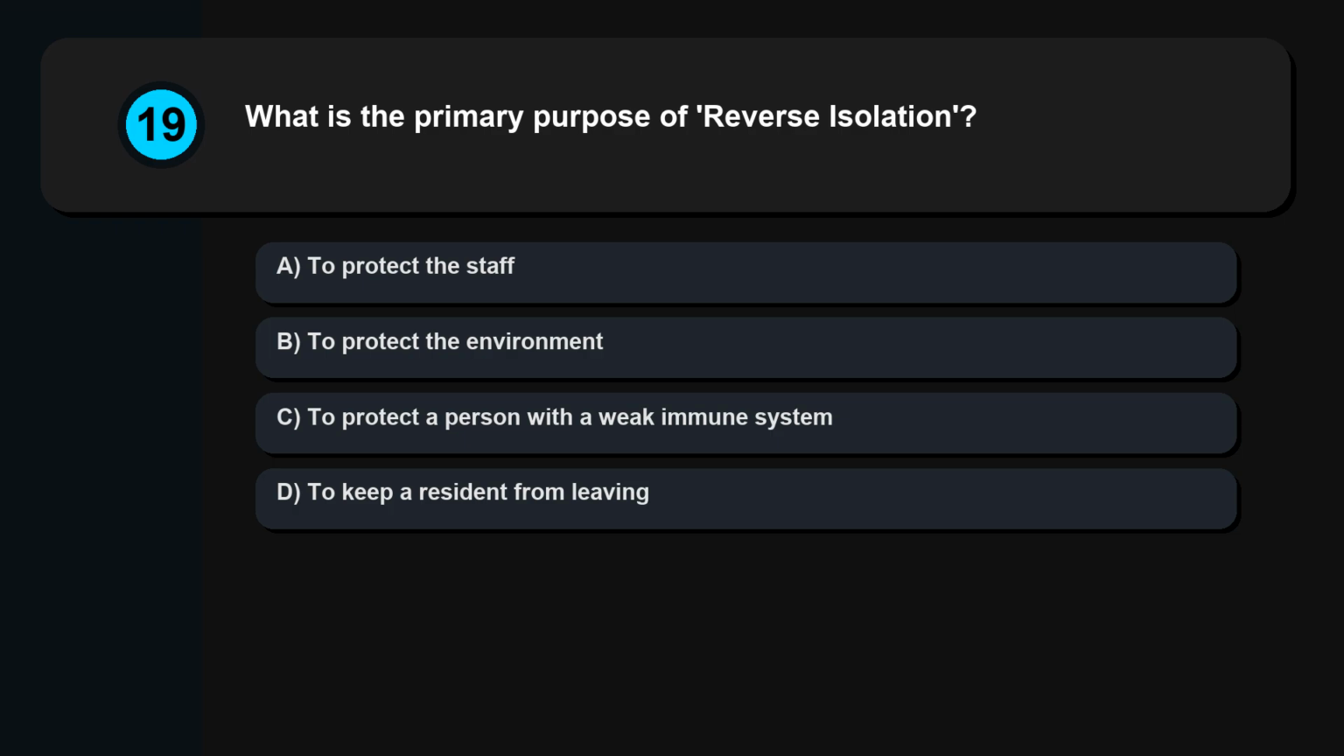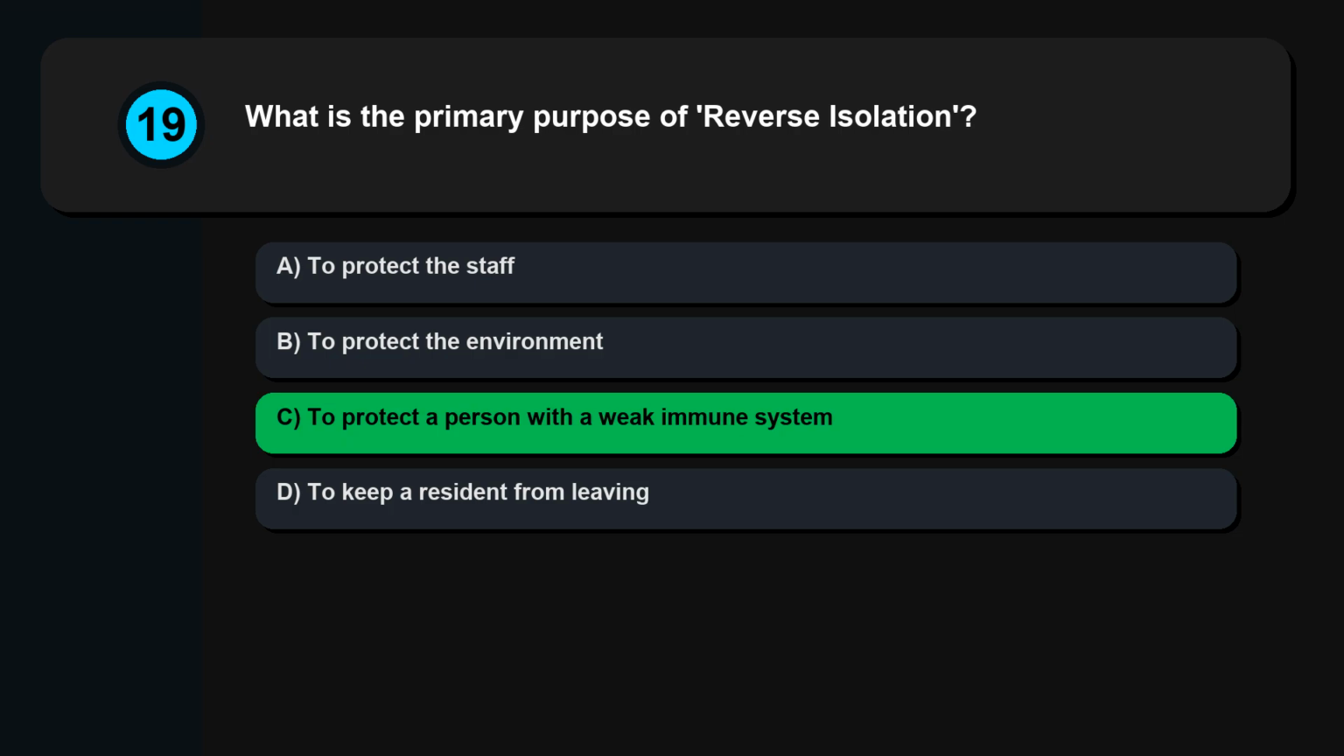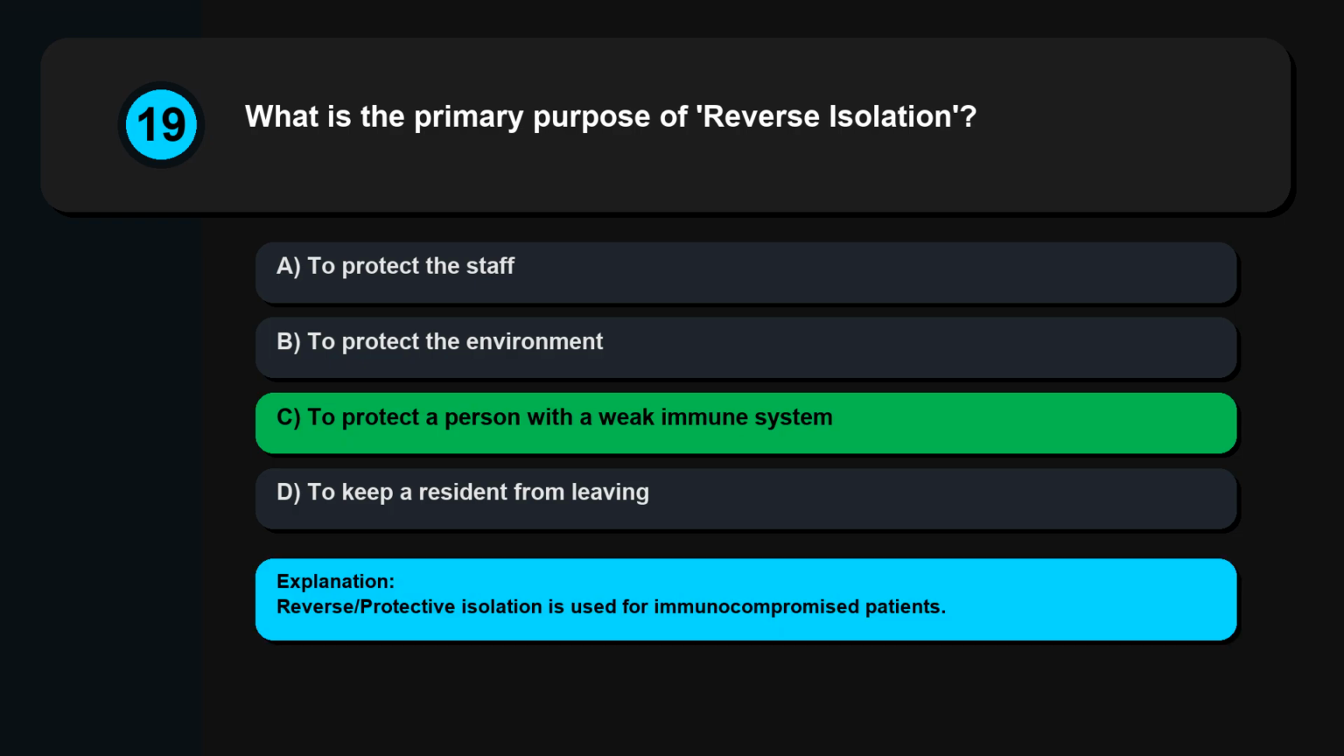Question 19. What is the primary purpose of reverse isolation? To protect the staff, to protect the environment, to protect a person with a weak immune system, to keep a resident from leaving. Reverse or protective isolation is used for immunocompromised patients.